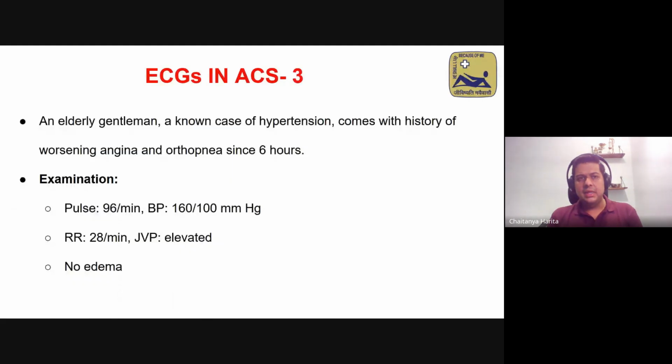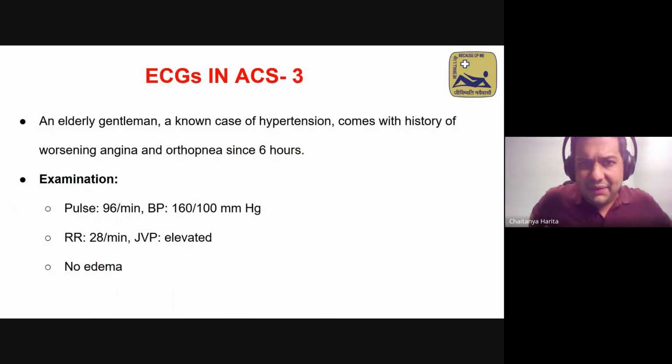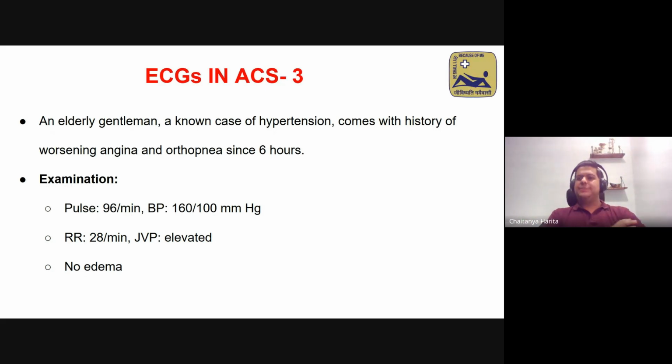Coming to slide 3, we have an elderly gentleman who is a known case of hypertension, and he comes to you with a history of worsening angina. And for the last 6 hours, he's unable to lie flat. He's got what we call orthopnea, which you've all heard about in your medical postings, which tells you that there is left ventricular failure. When you examine him, you find his blood pressure is 160 by 100, pulse of 96, tachypneic, possibly because of the orthopnea, elevated JVP, which tells you that the patient is in heart failure, and there is no edema present. Okay? So this is the classical presentation that you see.